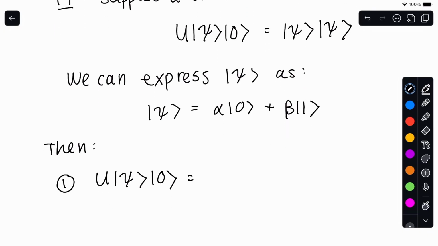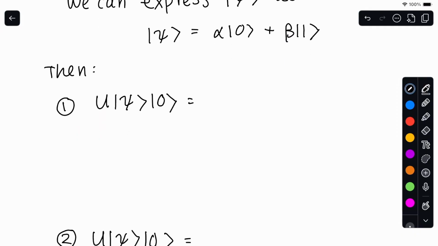And so if we re-express psi as our arbitrary wave function alpha 0 plus beta 1, then we can write this as psi, because it just makes a copy. And then we can just FOIL this out.